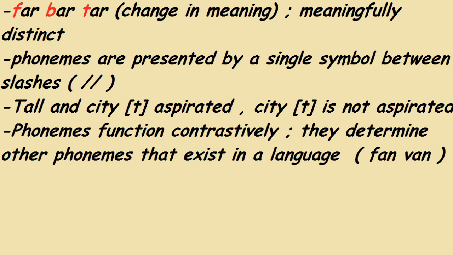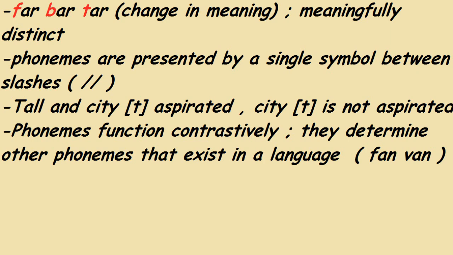Now we go to something that we call phonemes. Every sound, not letter, but every sound in a language is called a phoneme. It is represented by a single symbol and it is put between slashes. And the different realization of this phoneme is called a token, or in plural, tokens.